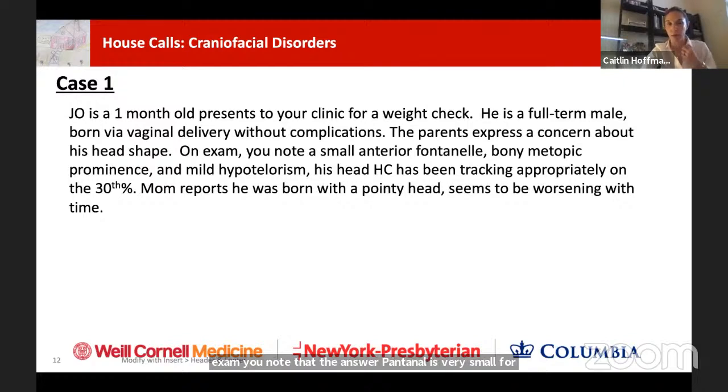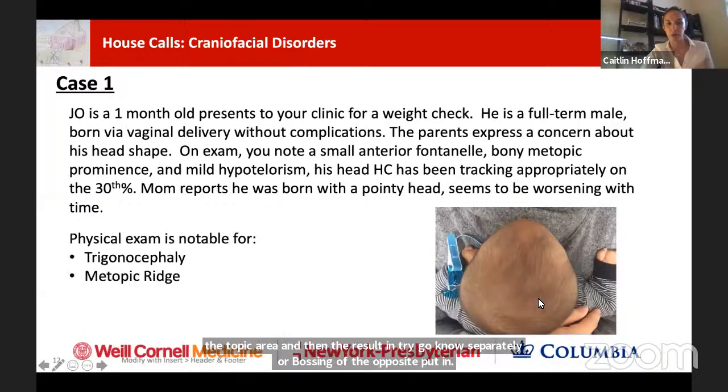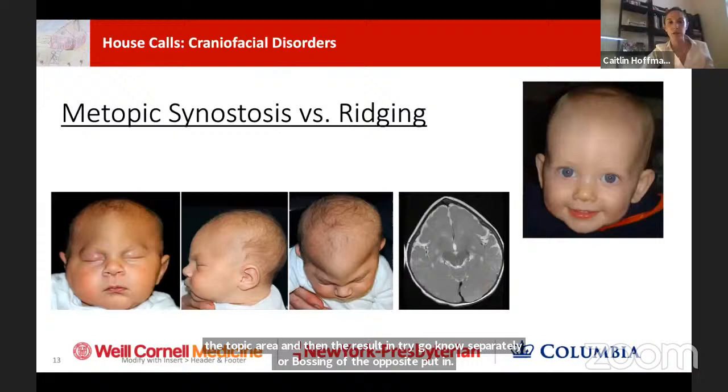metopic prominence. The eyes are too close together, meaning that they're hypoteloric, and the head circumference has been tracking appropriately on the 30th percentile. Mom notes that this pointiness to the forehead was actually present at birth and has been getting worse. So this is what this particular patient looks like. Again, you can note the frontal restriction, the ridging of the metopic area, and then the resultant trigonocephaly or bossing of the occiput in compensation. So you're noticing all of these things on physical exam.